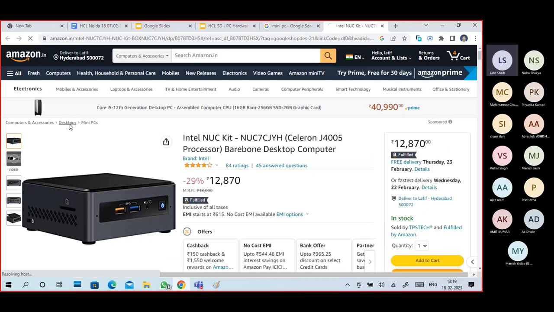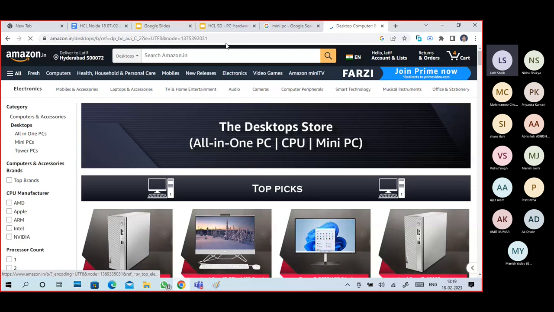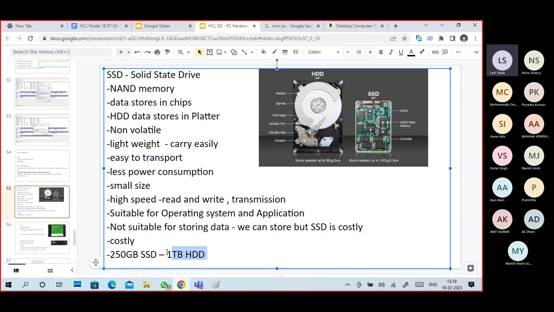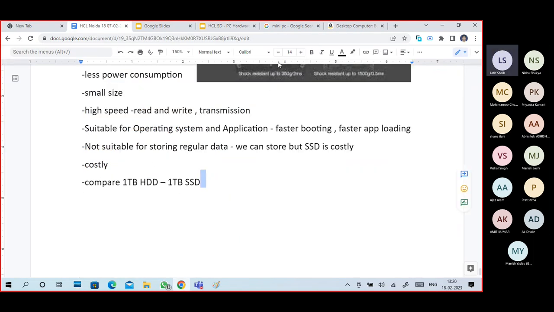When I purchased a 240 GB SSD, it was around 3000 rupees, and 3200 for a 1 TB hard disk. That's why I changed the line. This is an example, because at that time the cost was a 4 times difference. The 240 GB SSD cost was almost equal to a 1 TB hard disk, with only a 200, 300 difference. That's why I'm telling this comparison.